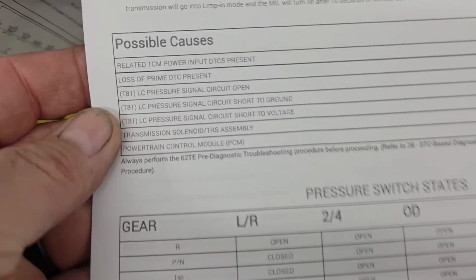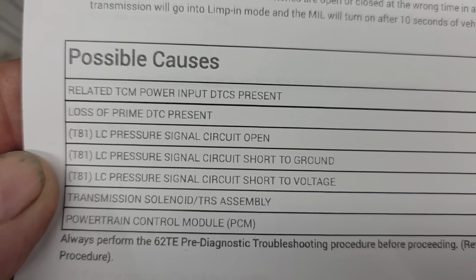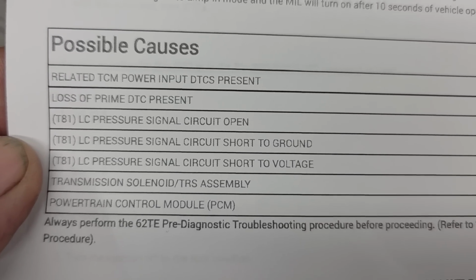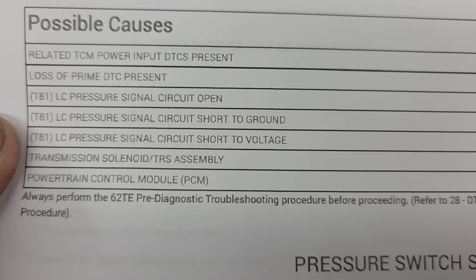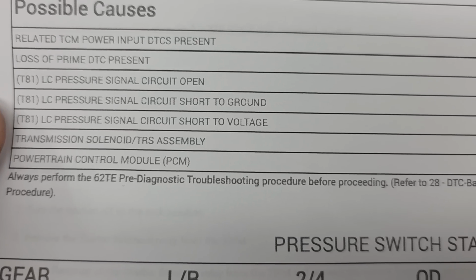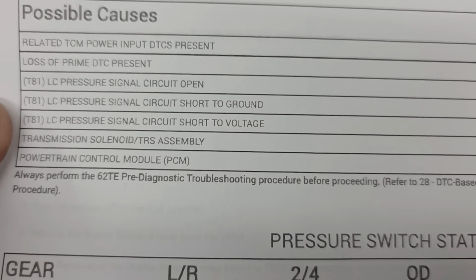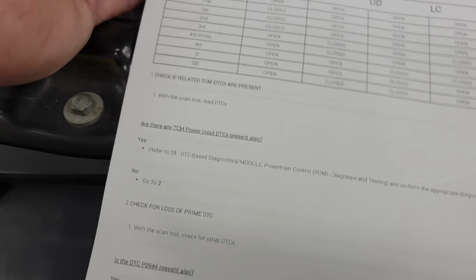Now, possible causes. Why don't you see this? Related TCM power input DTCs present, loss of prime DTC present, LC pressure signal circuit open, LC pressure signal circuit short to ground, short to voltage, transmission solenoid, TRS assembly, which is a common failure, PCM. Okay. So it has you go through some tests. So anyway, I go through the tests, and the tests are fine.